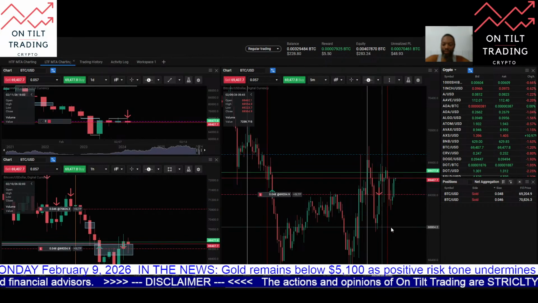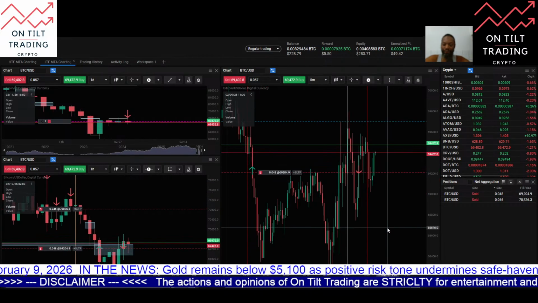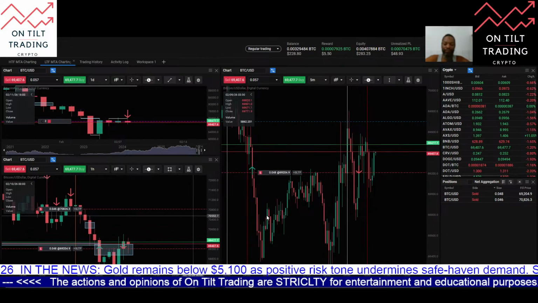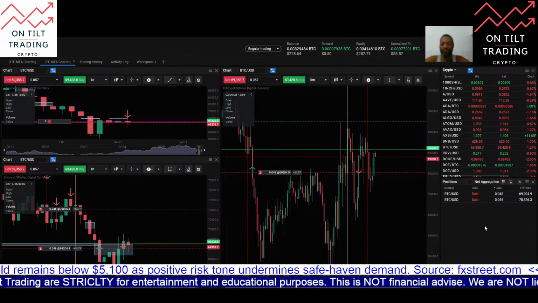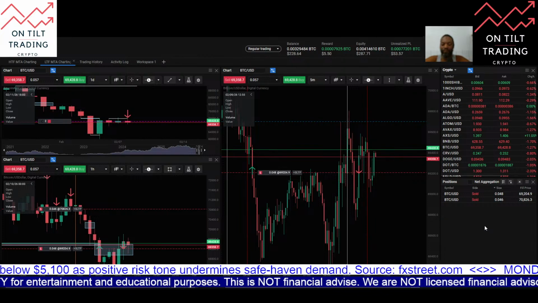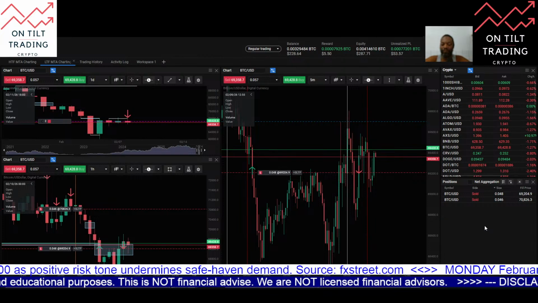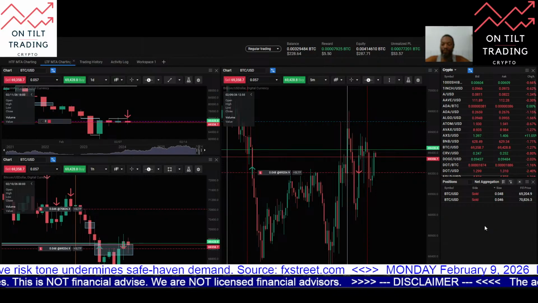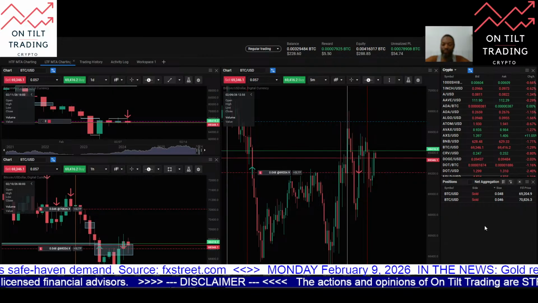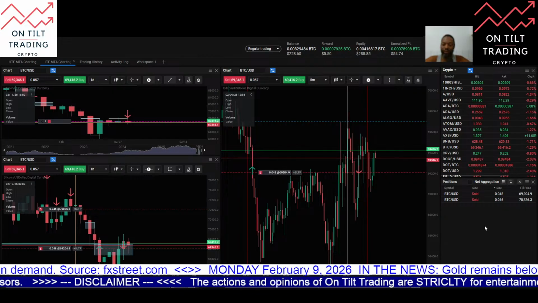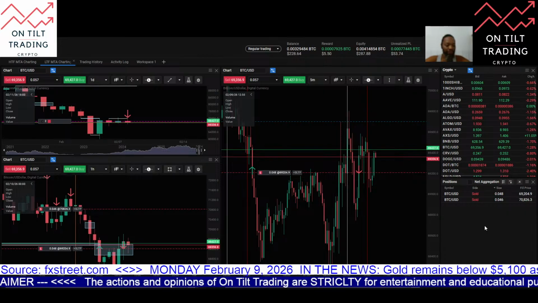Which the overall delivery here is to the sell side. Price back at the 69,350 level.